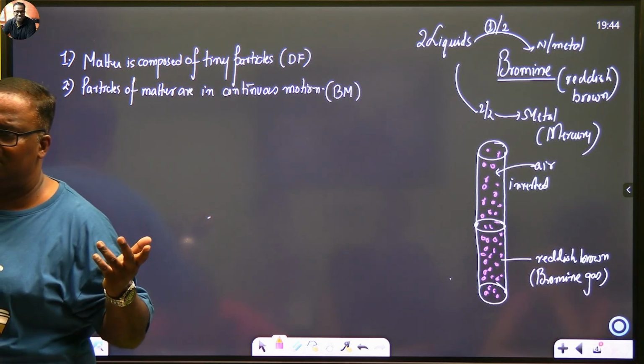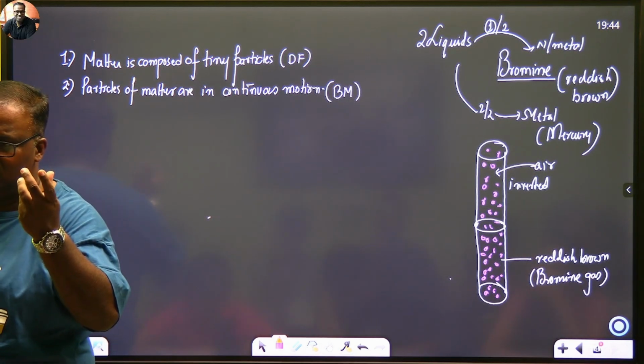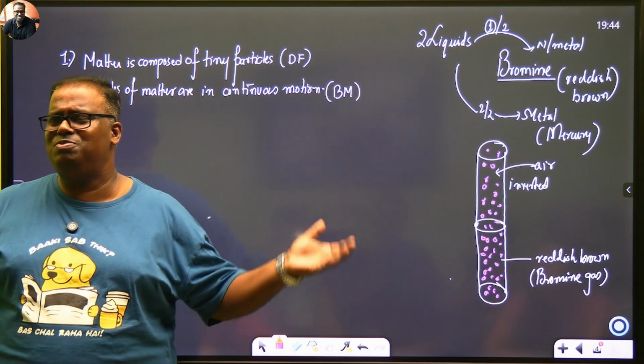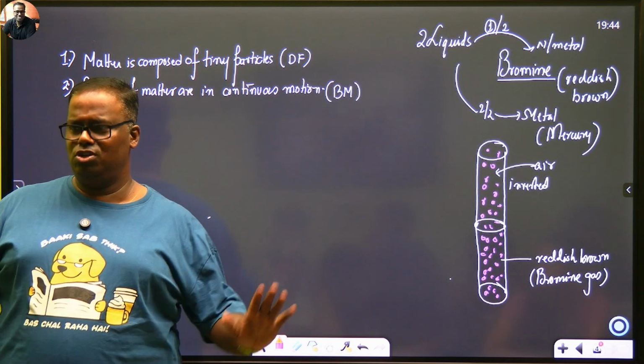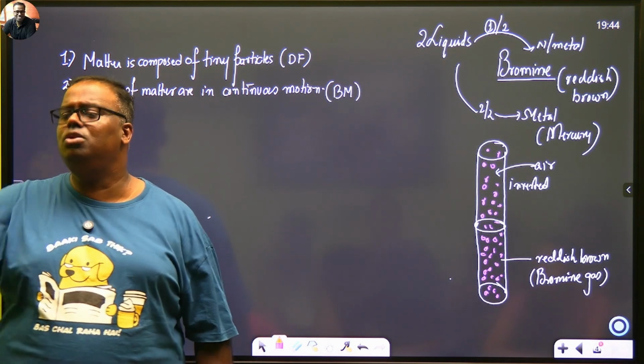Camphor, naphthalene balls. Best is the urinal, yaar. We keep so much of, what do you keep? Odonil. Example should be like that. Where did the odonil go?